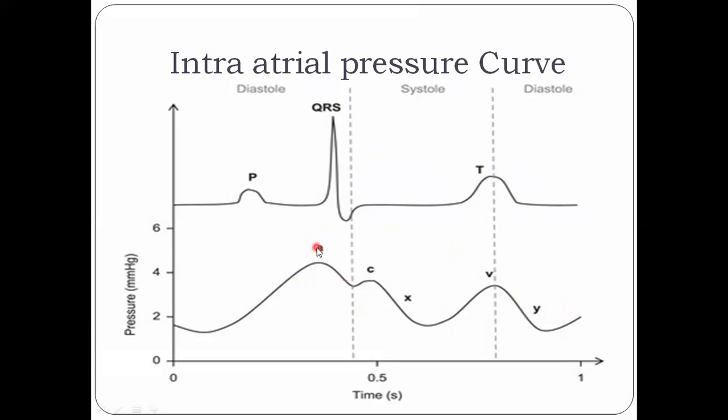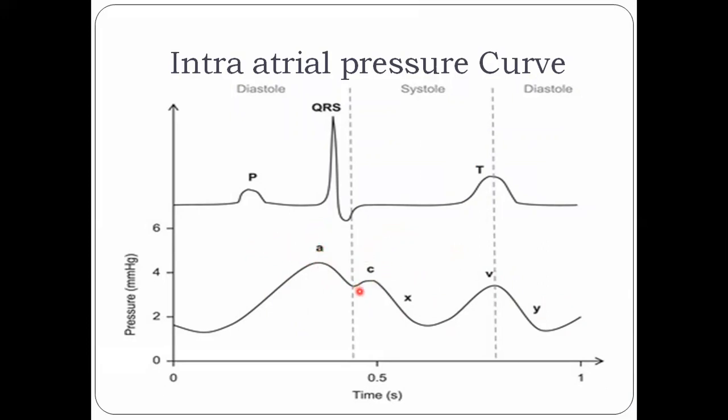So A, what is this A? It's the first positive wave. As we can see here, when does this occur? This occurs during the atrial systole. So just remember that A is for atrial systole. What happens? There is an increase in intra-atrial pressure, right? The right atrial pressure may reach a peak of 5 millimeter of mercury, whereas the left atrial pressure may reach a peak of 8 millimeter of mercury.